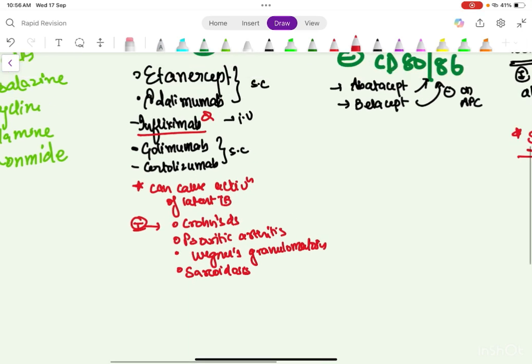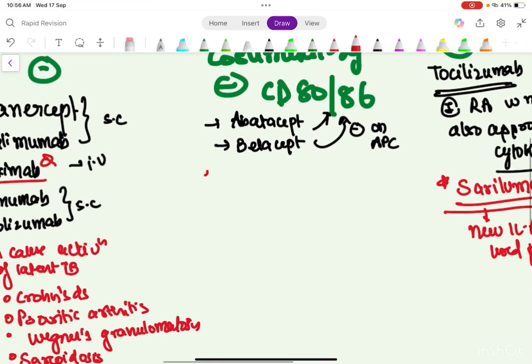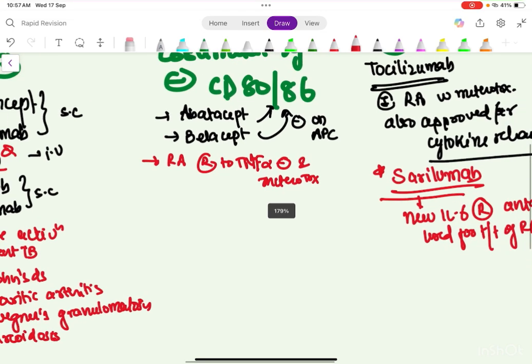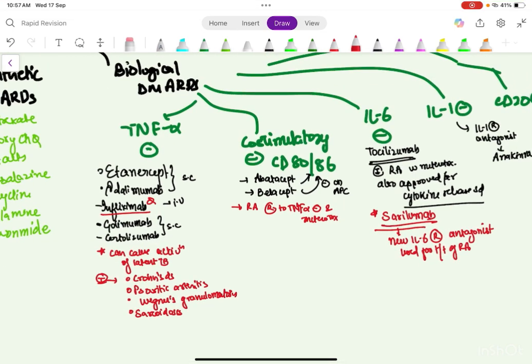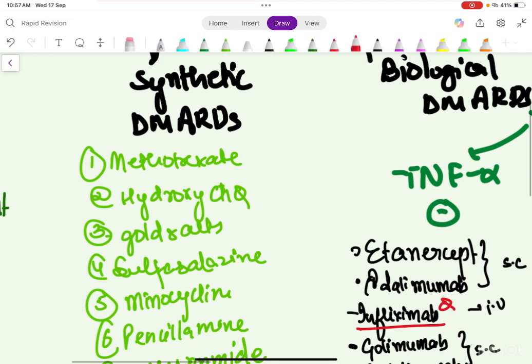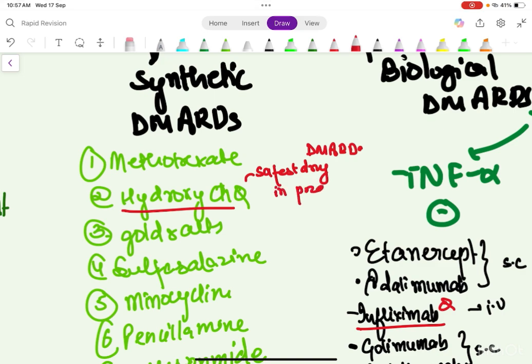Now these co-stimulatory drugs are used when the rheumatoid arthritis is resistant to TNF alpha blockers and methotrexate, and they can be used in combination. Then one question they ask is about hydroxychloroquine. This is the safest DMARD in pregnancy.